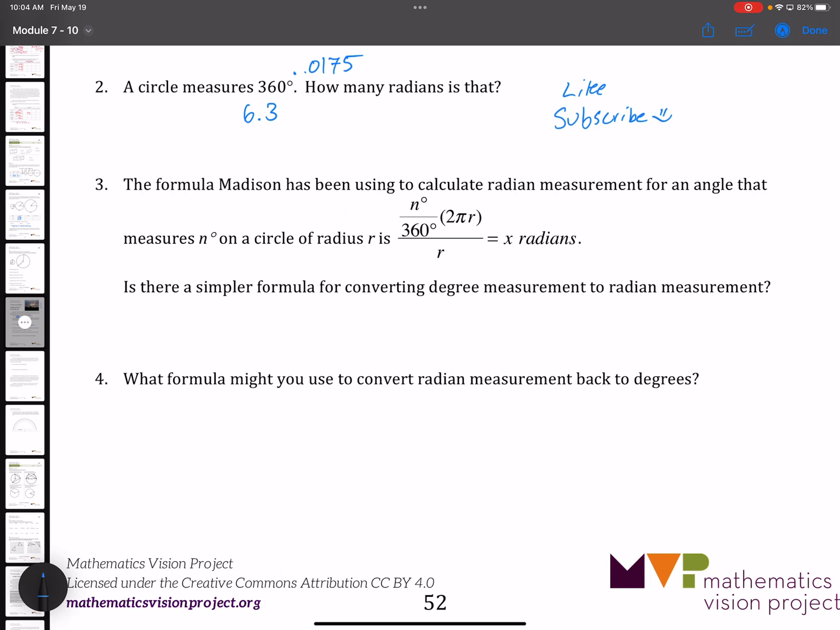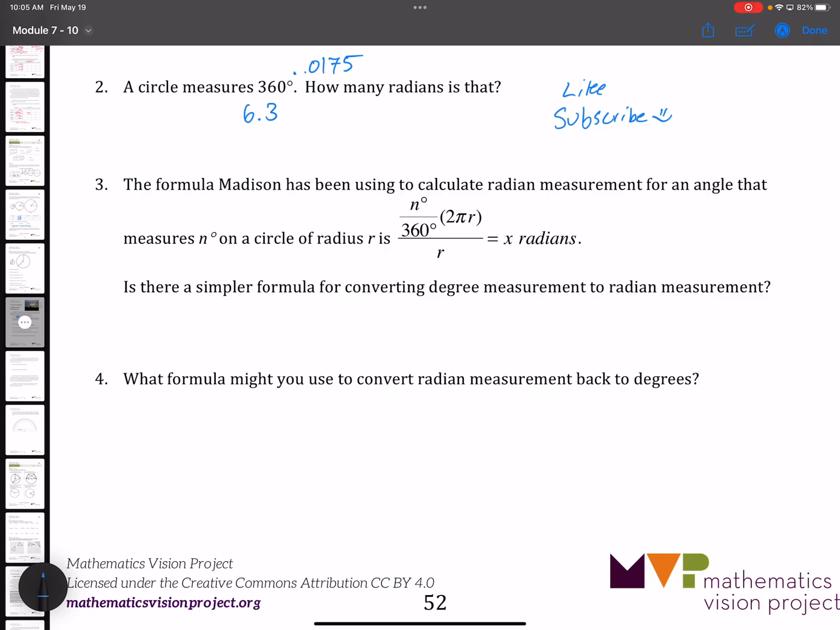Okay. So the formula Madison has been using to convert is n degrees over 360 degrees times 2 pi r is equal to x radians. That's kind of how she's been converting back and forth. You're going to have to comment it on the YouTube.